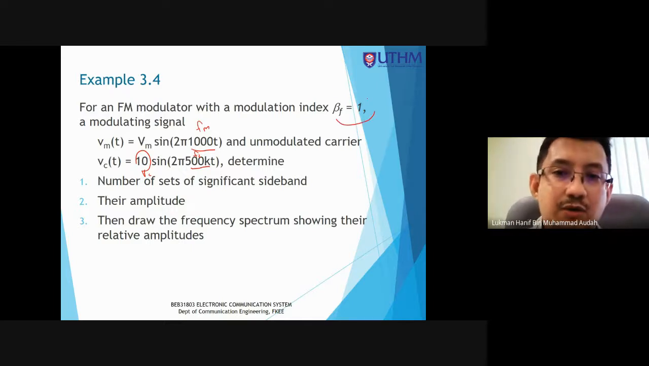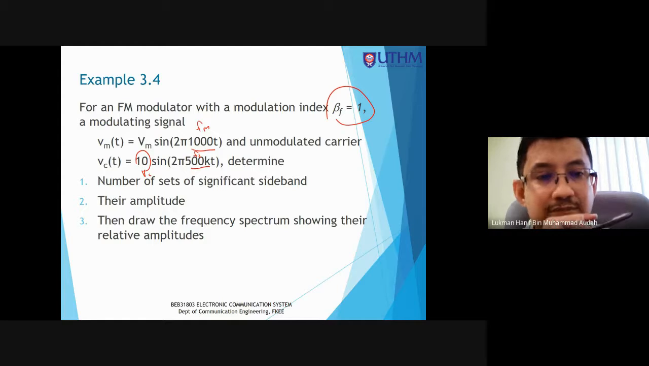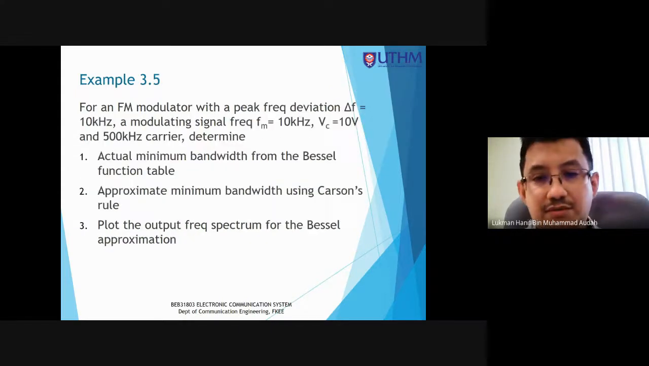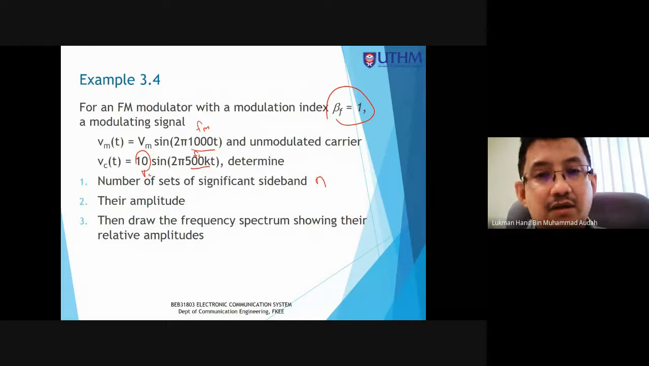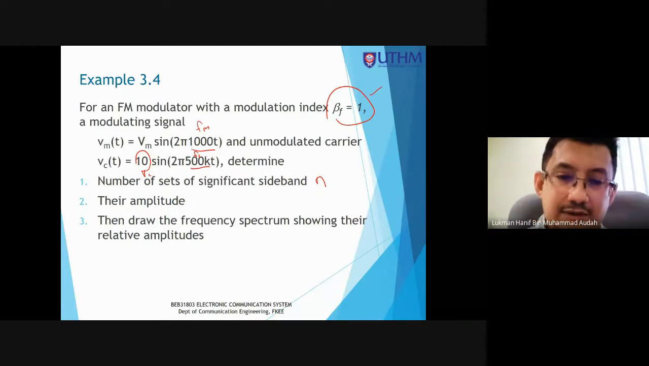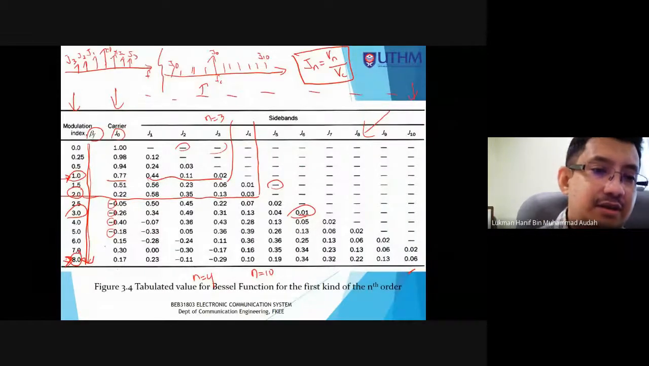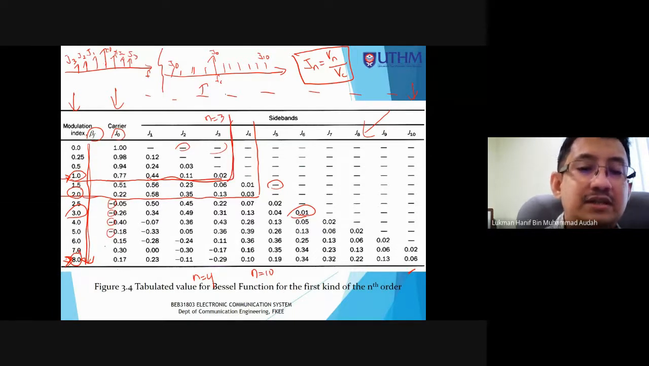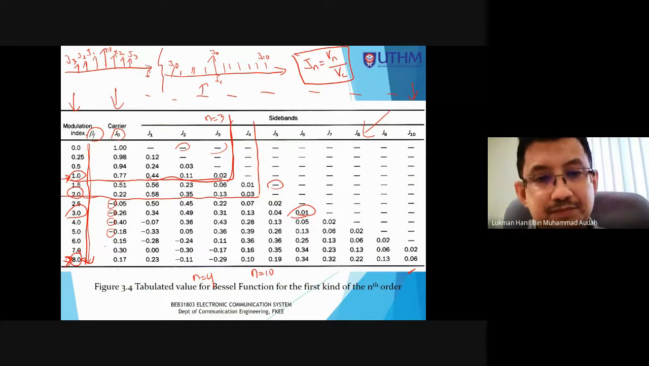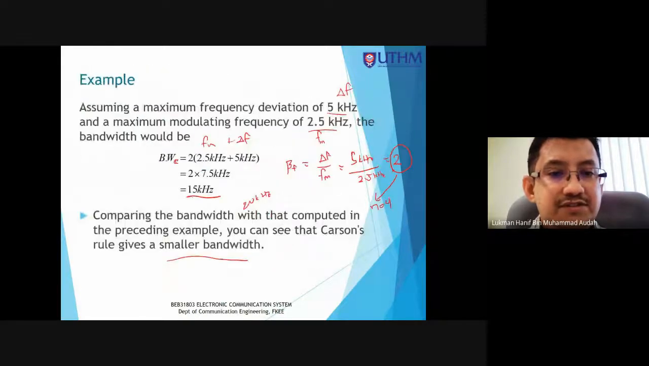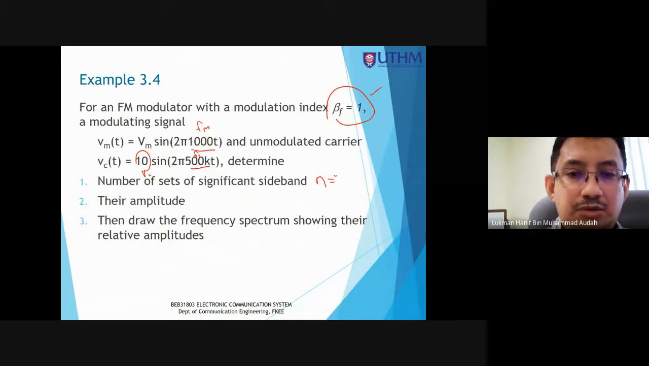So now beta F equal to 1. Determine the number of sets of significant sidebands. So how much is the value of n? This is based on the Bessel table. For beta f equal to 1, we get the number of significant sidebands equal to 3. We get 3 pairs of sidebands. So here the number of significant sidebands n is equal to 3.